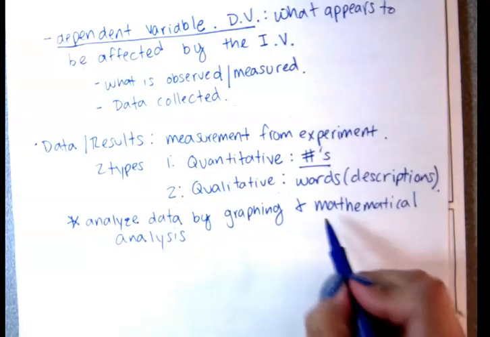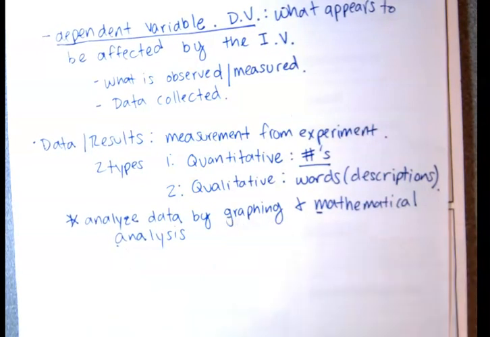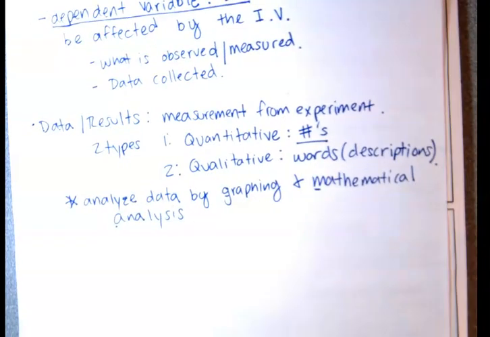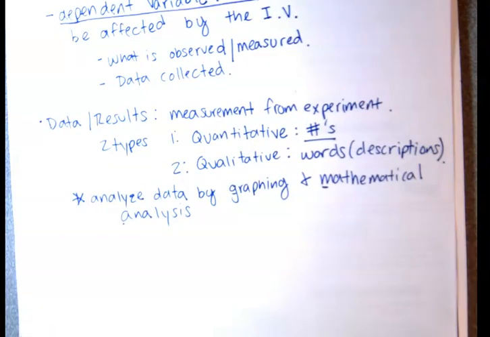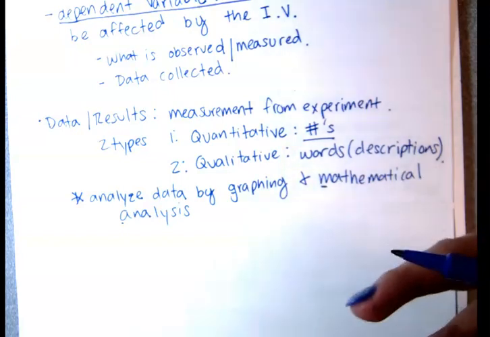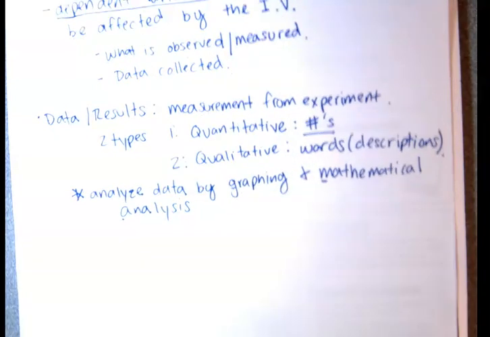We're not going to go too much into the mathematical analysis part in this class, but we are going to be graphing to kind of get like a general idea of what effect the independent variable has on things. So for example, back to the plant growth, we would maybe create like a bar graph so that way we can compare the change or the difference between the growth of the plants.